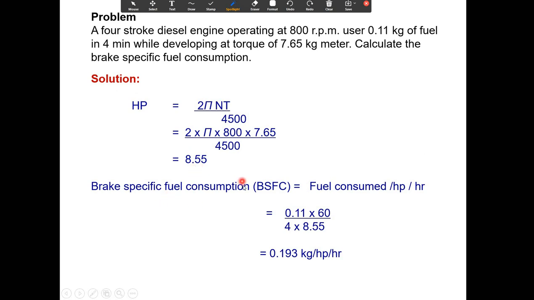So brake specific fuel consumption is equal to fuel consumed per HP per hour. Here the fuel consumed is 0.11 kg of fuel in 4 minutes. So 0.11 by 4 into 60, which converts it into hours, divided by HP, that is 8.55. So we will get 0.193 kg per HP per hour.